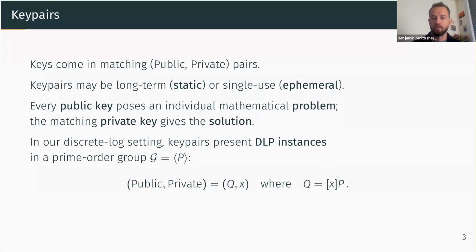So in the discrete log setting, which we presented earlier, our key pairs represent discrete log instances in your prime order group. Suppose our group G has a generator P, and it's of prime order, so of course it's therefore cyclic as well. The public key is going to be Q, and the private key is going to be X, where X is the discrete log of Q to the base P.